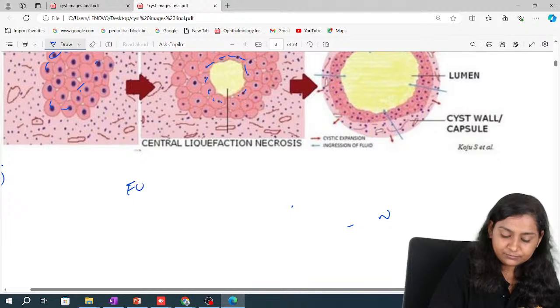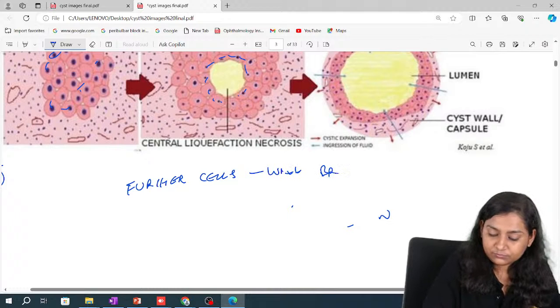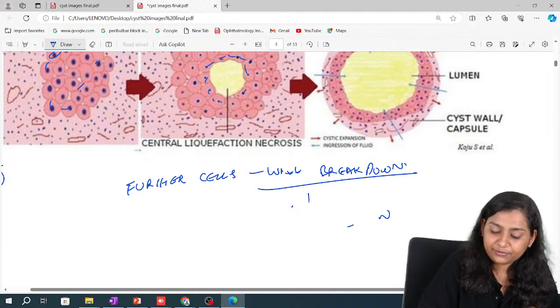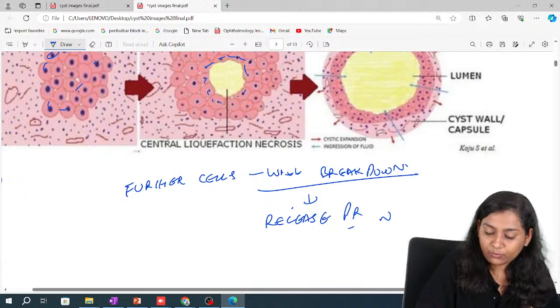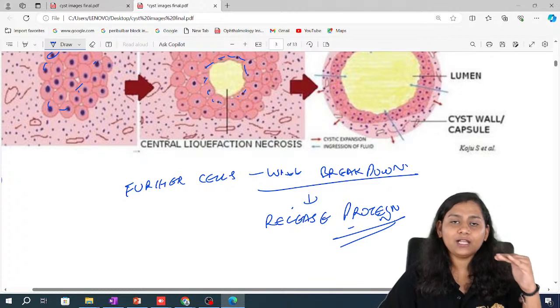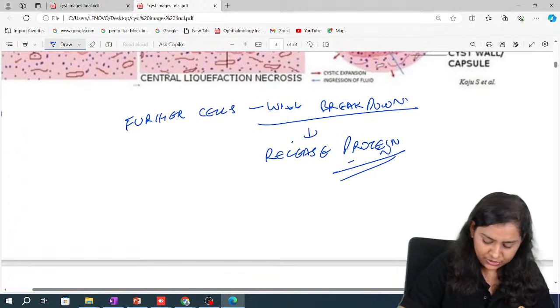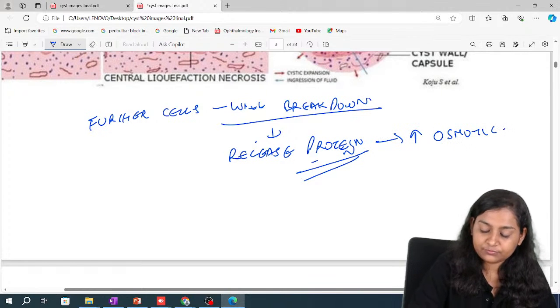Further cells will break down, and what they will do is release protein. Now this protein, when it is released, will cause an increase in the osmotic pressure.